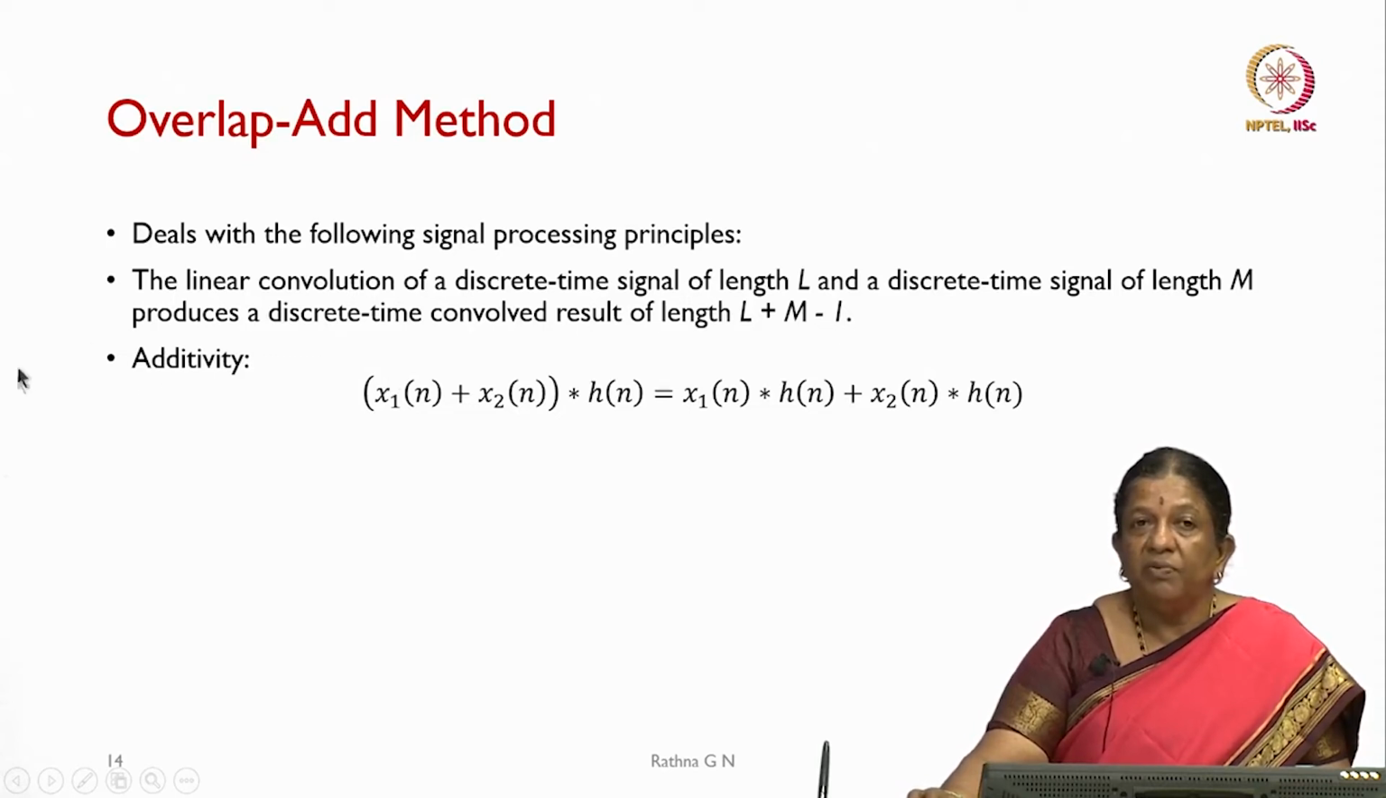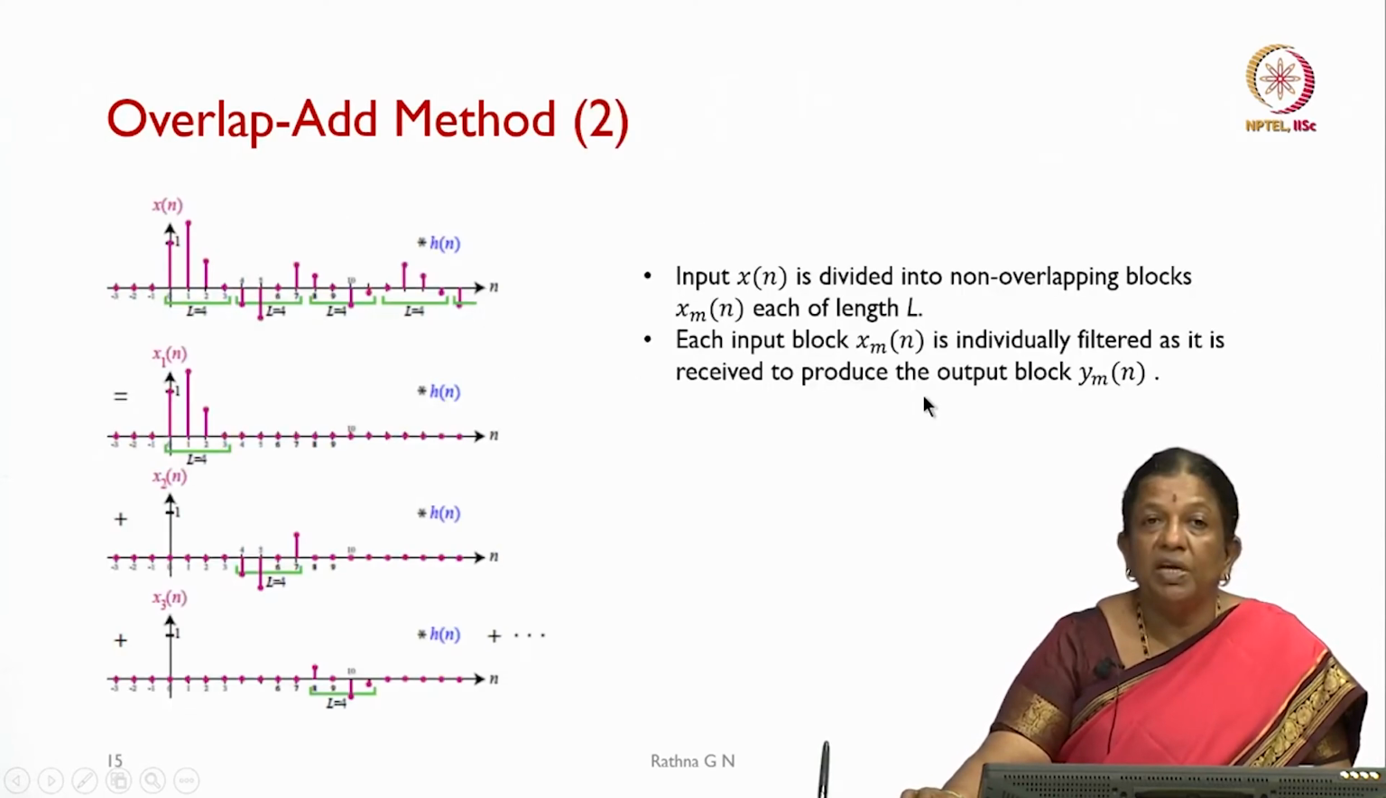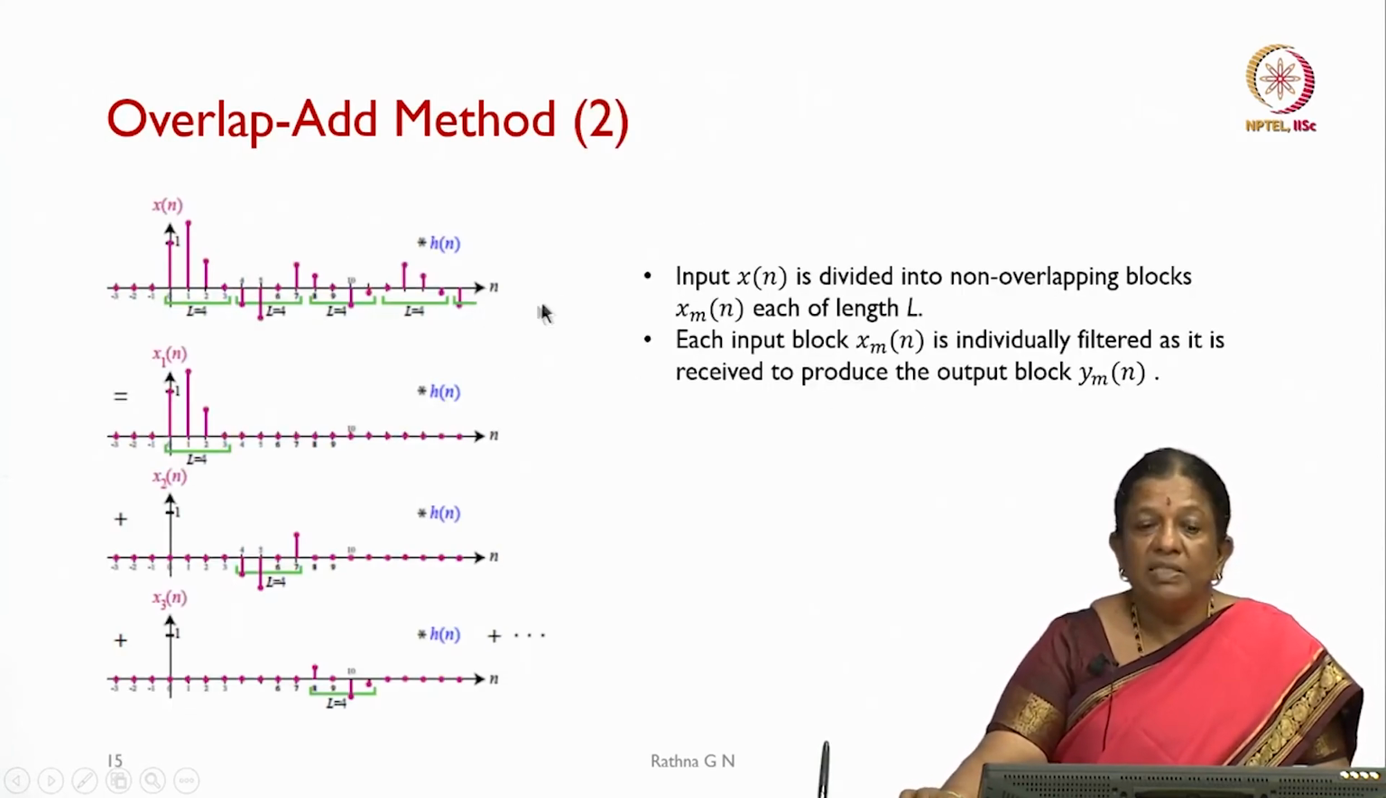So, we are using the additivity property here: x1 of n plus x2 of n convolved with h of n is going to give us x1 of n convolved with h of n plus x2 of n convolved with h of n. So, that is what we are looking at. Now we will see it.